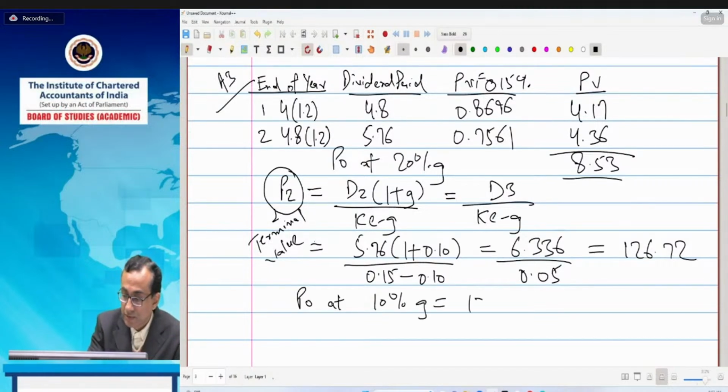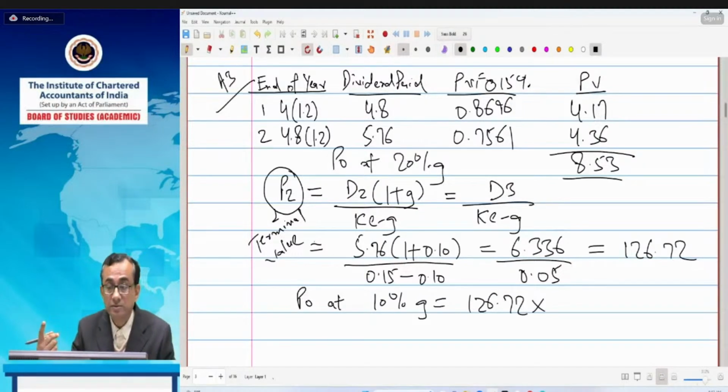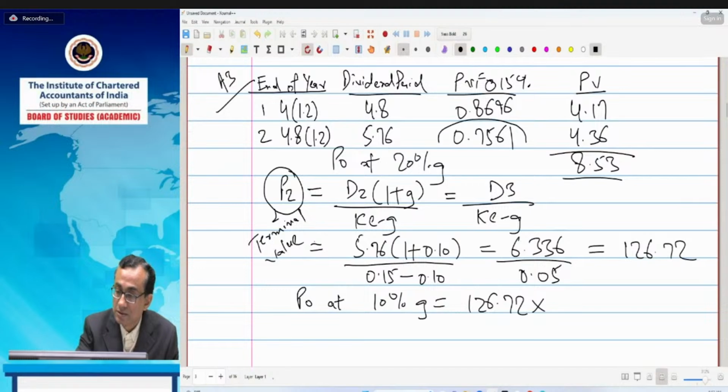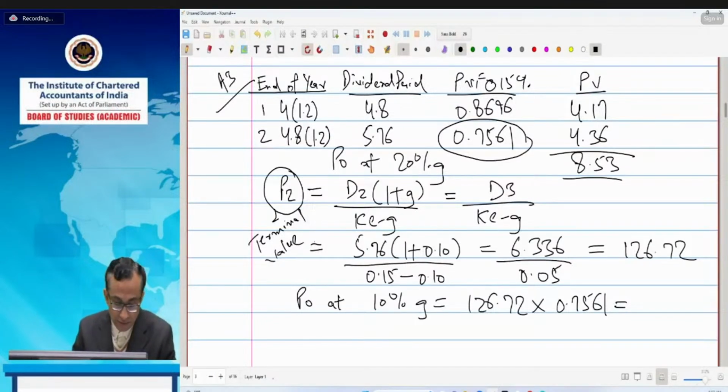So it will be 126.72, the present value at the end of the second year, multiplied by the present value factor of the second year, 0.7561. So 126.72 multiplied by 0.7561 will come to 95.81.